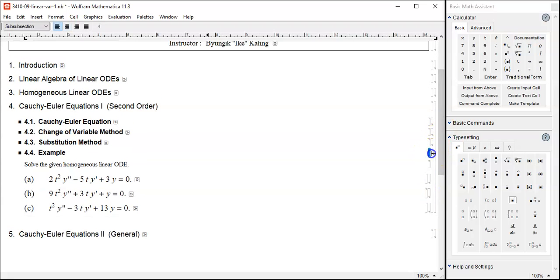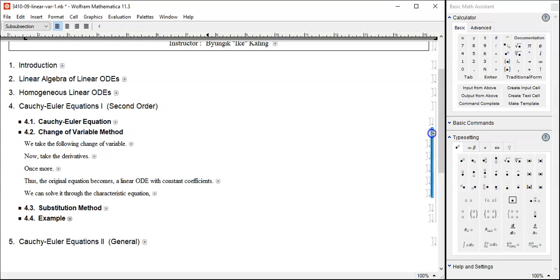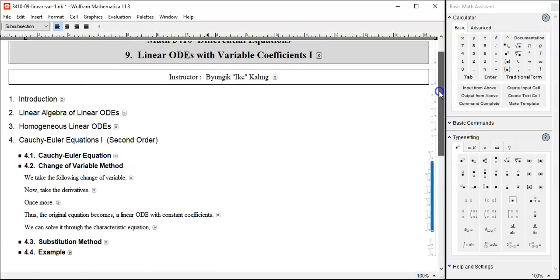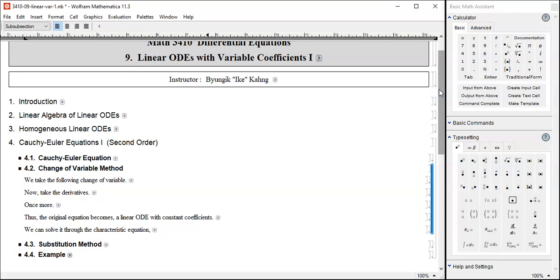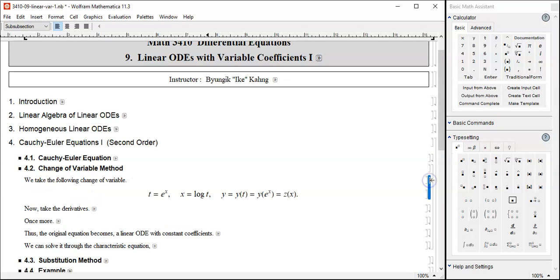So let's go ahead and do this change of variable method, which is difficult to apply, but theoretically a bit more sound. Our textbook author does it only this way, which I don't really like, because if you actually try this method, you'll see it's harder, but theoretically sounder. Okay, let's begin.